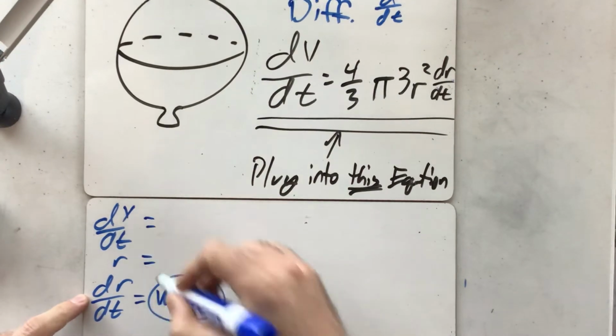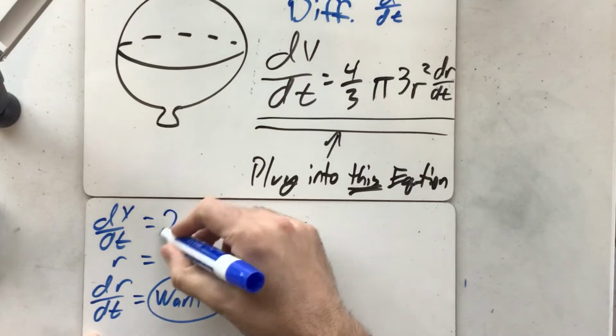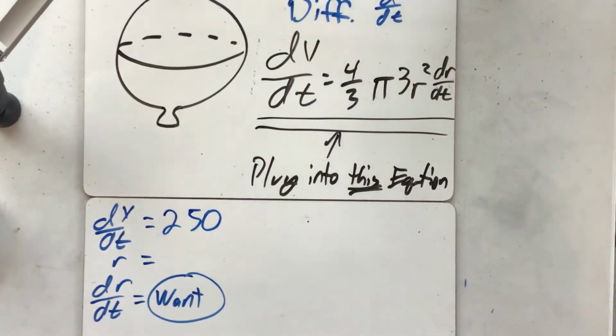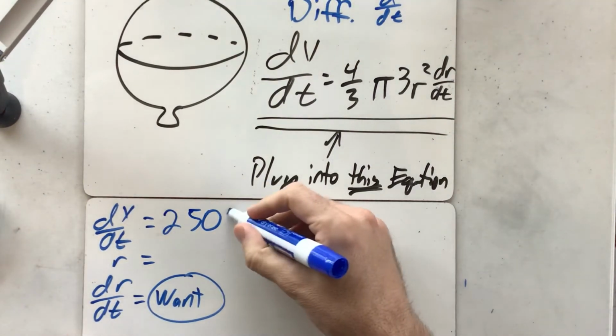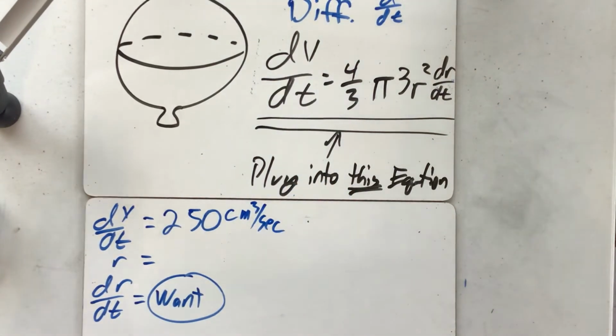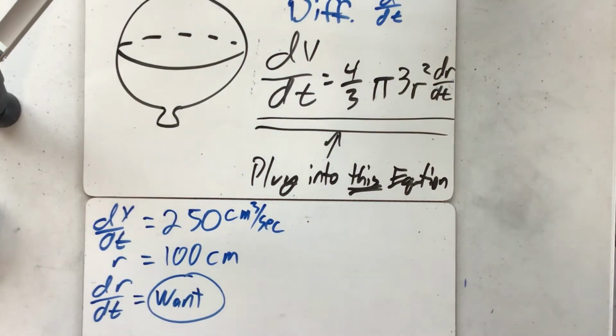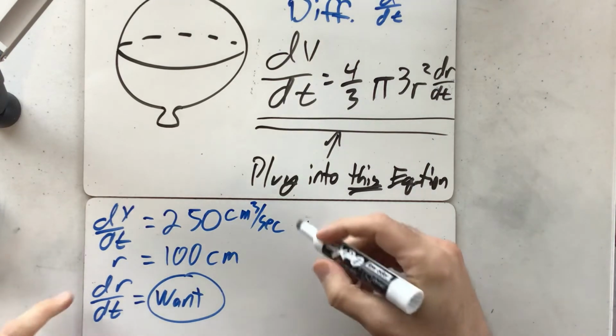And dv dt and r we can find just by reading the problem carefully. dv dt is the rate at which air is pumped into the balloon, and that's 250. So 250 centimeters cubed per second is going to be our dv dt. And our r is the radius at the moment we're interested in, which is 100 centimeters. Okay, so now we're ready. We plug all this into our equation, and hopefully we can get it all to work out.